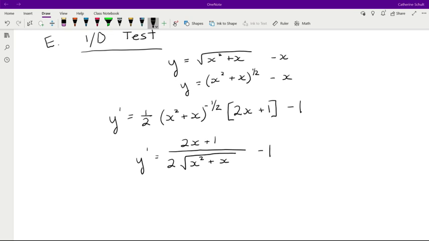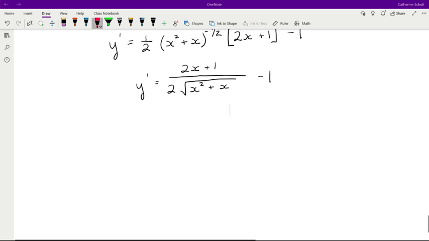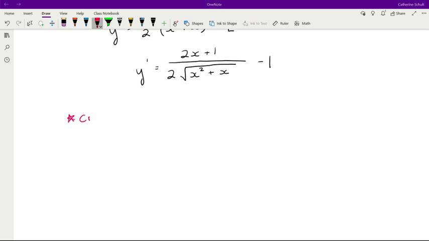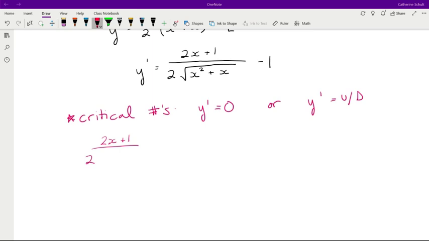Okay, so now we have to figure out where this function is positive and where this function is negative. And if you recall, the first step to the ID test is finding out where the critical numbers are. So remember, for the critical numbers, we have to determine where y prime is 0 or where y prime is undefined. That's what the critical numbers are. So let's start with the zeros. So let's take that 2x plus 1 over that denominator, 2 root x squared plus x.